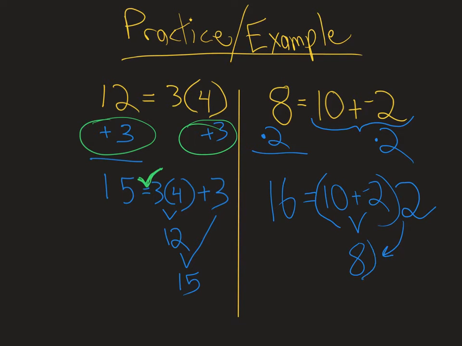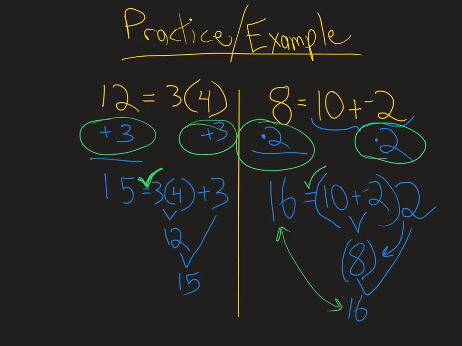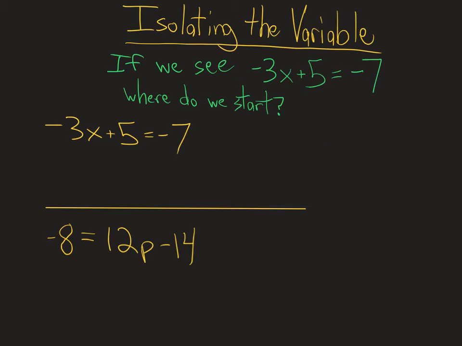If I multiply the 2 times the 8, I, of course, get 16. It matches. That means I've got a balanced equation, and it's true because I did whatever I did to both sides. Okay, so that's rule number one. Always work on both sides. You'll never go wrong. Okay, now let's talk about when we actually start solving.